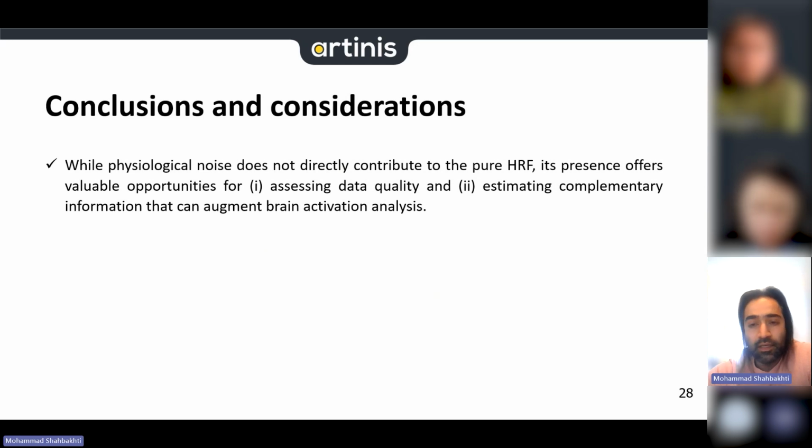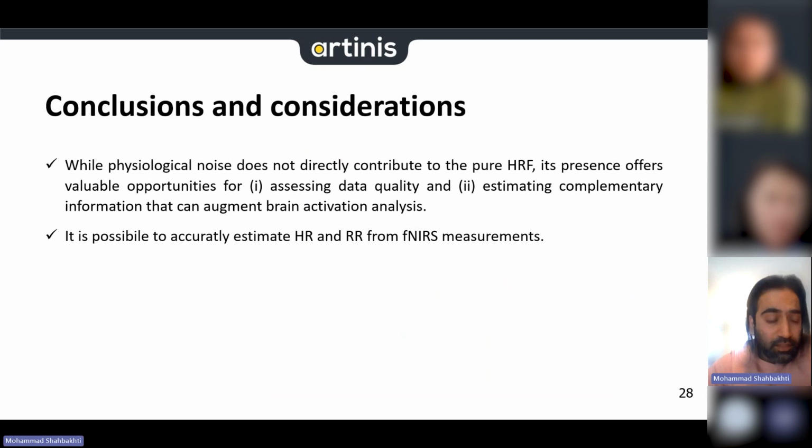Secondly, those physiological parameters also give us another chance to extract extra physiological measurements. Just imagine you have one sensor, for example for recording fNIRS data, and you have three measurements: brain activation, respiratory rate, and heart rate. You don't need extra sensors for that. You just have one sensor but three physiological parameters. As I showed you, it is quite possible to accurately estimate HR and RR from fNIRS.